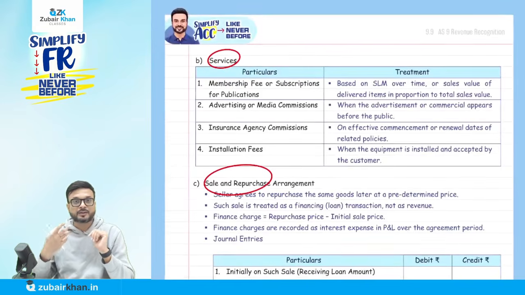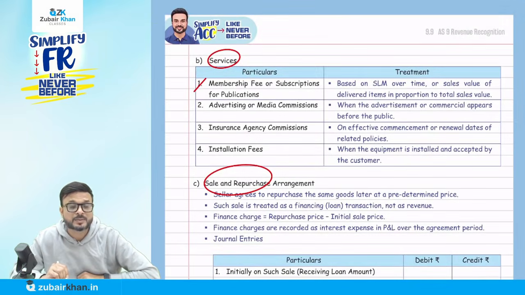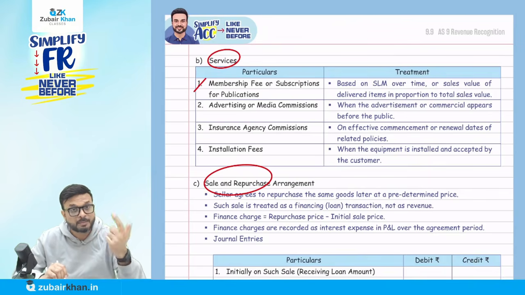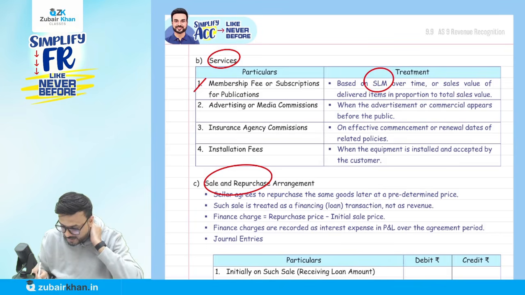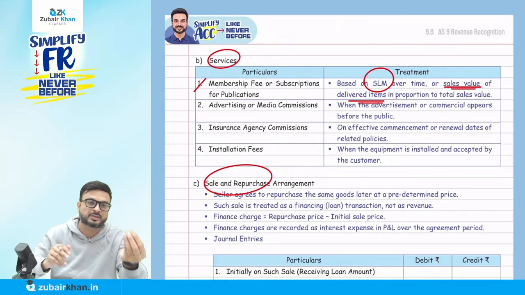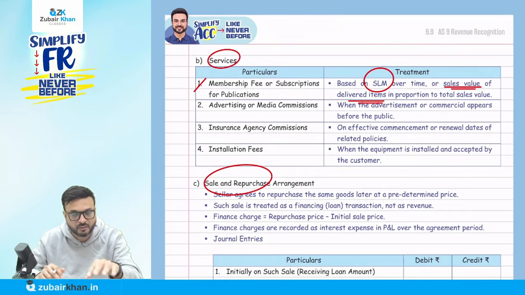Now this is a special case. In case of services, membership fees or subscription for publishing: you subscribe to certain magazines. What is the revenue from the publisher's point of view? For example, the publication is for 3 years and you subscribe for 3 years. On a straight-line basis, you recognize the revenue over 3 years. For example, you paid 3,000 for 3 years for some magazine, so the service provider recognizes revenue of 1,000 for each year.